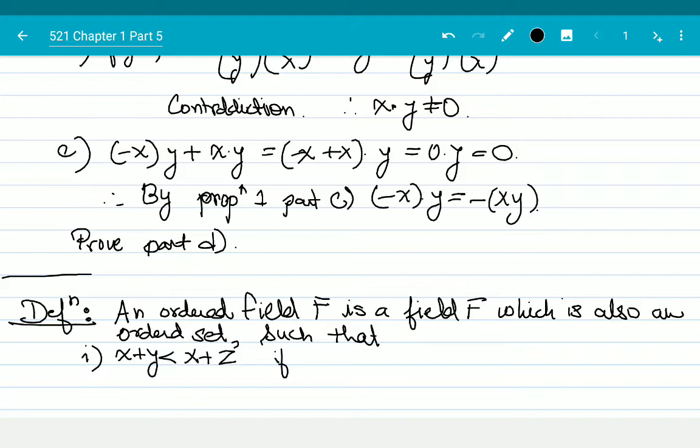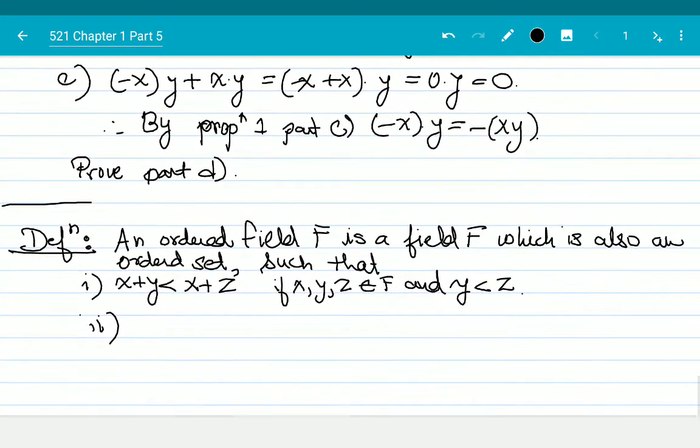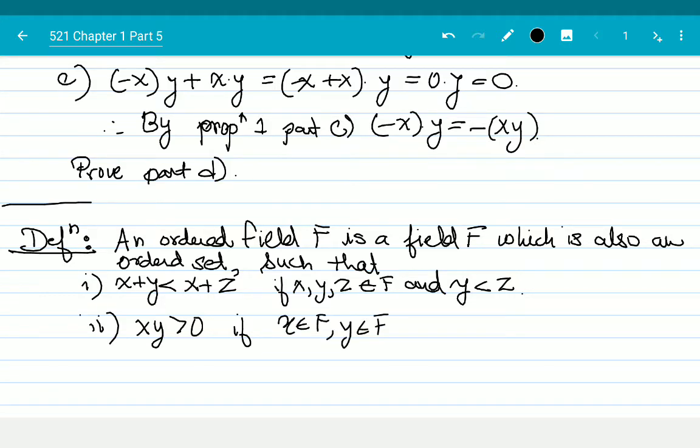First, x plus y is smaller than x plus z if x, y, z belong to F and y is smaller than z. Another way is to say that y smaller than z implies x plus y is smaller than x plus z for every x. And second, xy is greater than 0 if x belongs to F, y belongs to F, and x is greater than 0, y is greater than 0. So it is an ordered field.